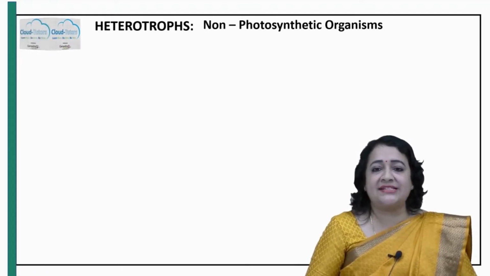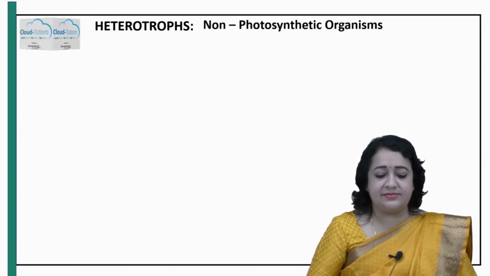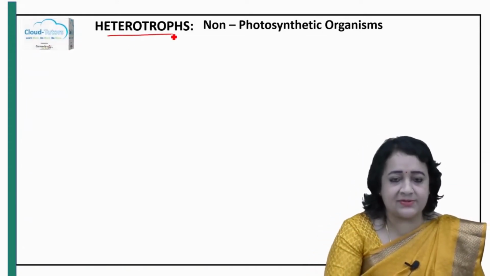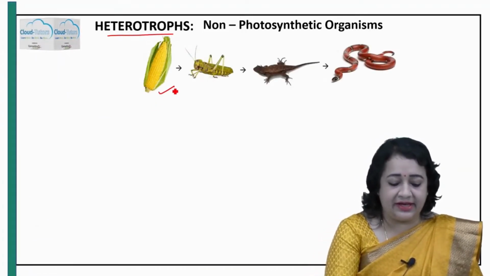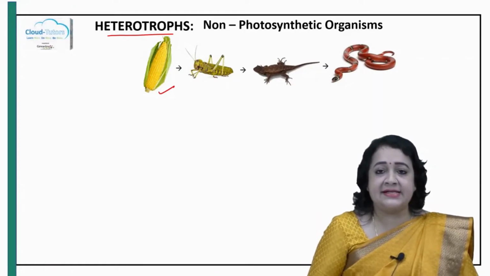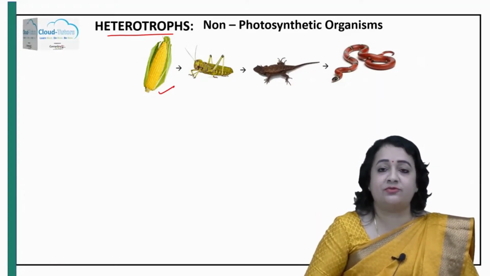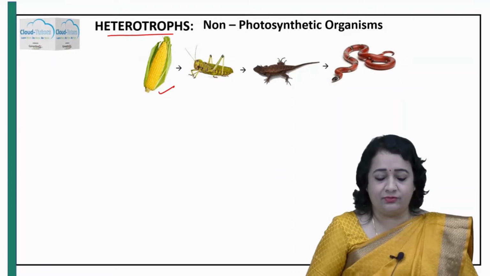Heterotrophs. So the organisms here depend on other organisms. So all the non-photosynthetic organisms will come under heterotrophs. So if you see here, we have a plant, corn is shown here, right? That performs photosynthesis and produces food.